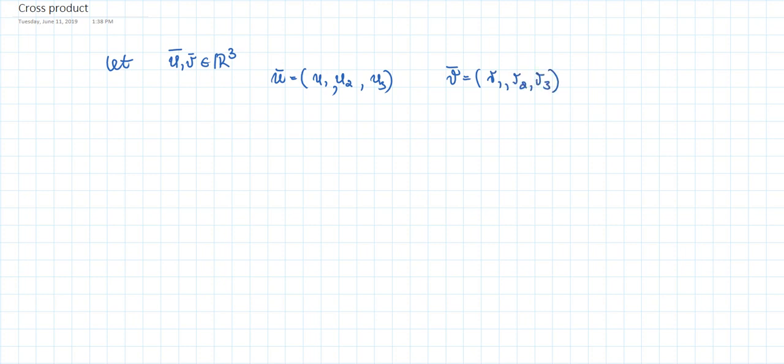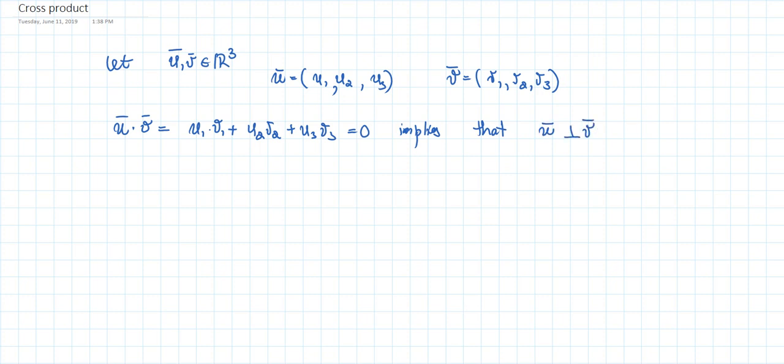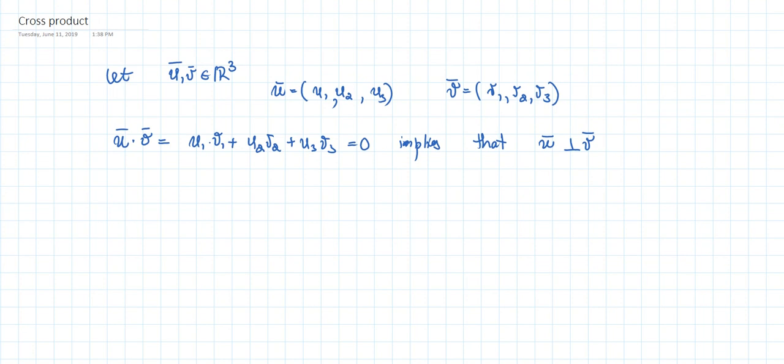So previously we talked about the dot product, right? We say that U dot V is equal to U1 V1 plus U2 V2 plus U3 V3. And if this is equal to 0, it implies that the U vector is perpendicular to the V vector, right? So in 3D, if you have some vector U and another vector V, if they are perpendicular, then their dot product is equal to 0.